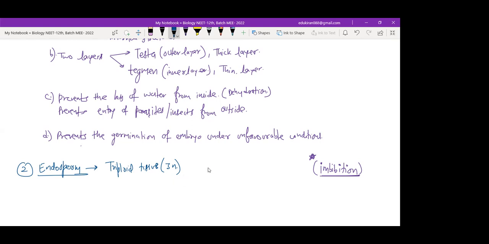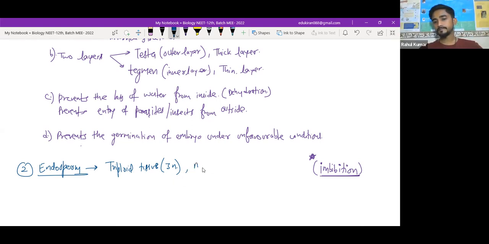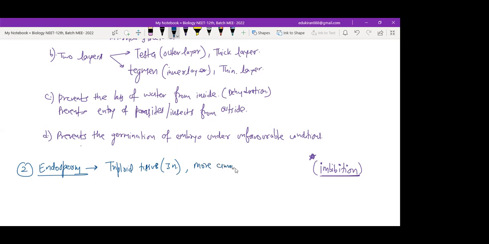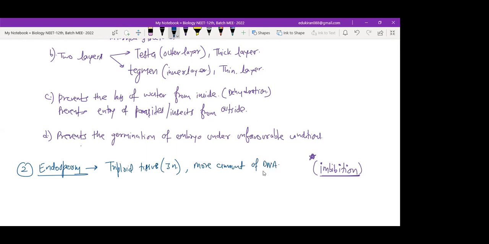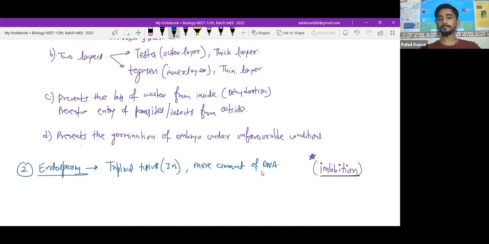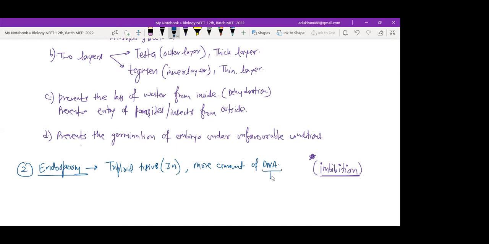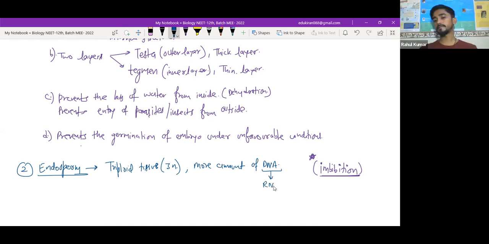So clearly, if it is a triploid tissue, it has more DNA. Yes. How does more amount of DNA help? What happens from DNA? What is formed from DNA? Gene. DNA makes RNA, right? The gene is transcribed from DNA to RNA, and then RNA makes proteins. Remember this part? DNA to RNA, RNA to proteins. So if it has more DNA, ultimately it will have more protein in the cell.